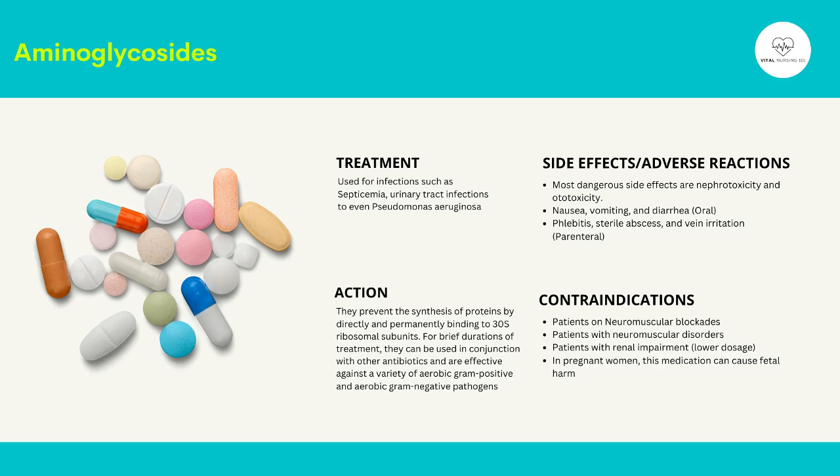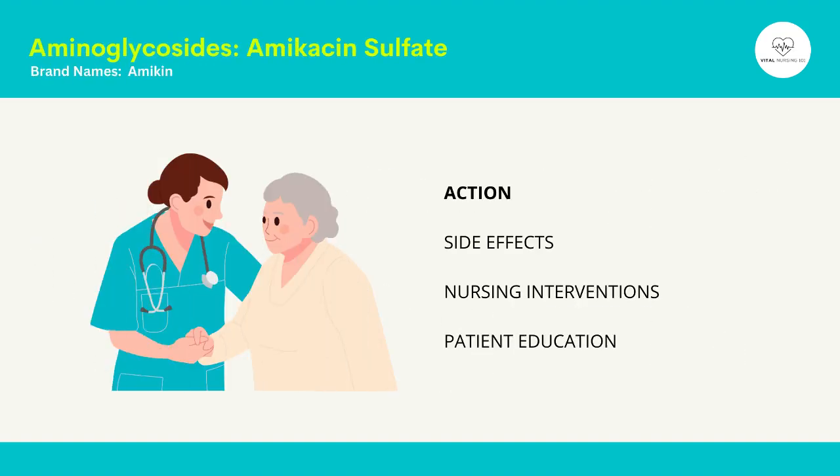Okay, so now that we have a good idea about how this class of medication works, let's now focus on the commonly used medications of this class, starting with amikacin sulfate. Amikacin sulfate is used to treat serious infections caused by sensitive strains of Pseudomonas aeruginosa, Escherichia coli, Proteus, Klebsiella, or Staphylococcus. The way this medication works specifically is that it inhibits protein synthesis by binding directly to the 30S ribosomal subunit and that it is bactericidal.